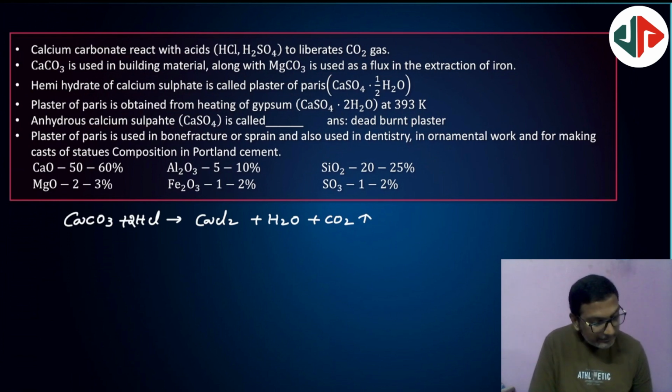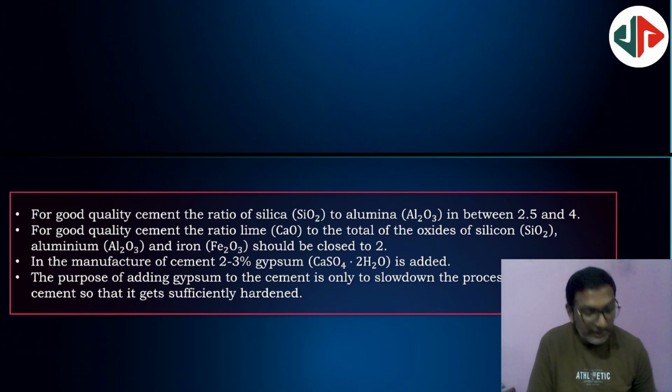Next, composition of Portland cement. See, remember here major composition and minor composition. Major composition CaO. After that SiO2. Minor composition iron oxide and sulfur trioxide. Portland cement.